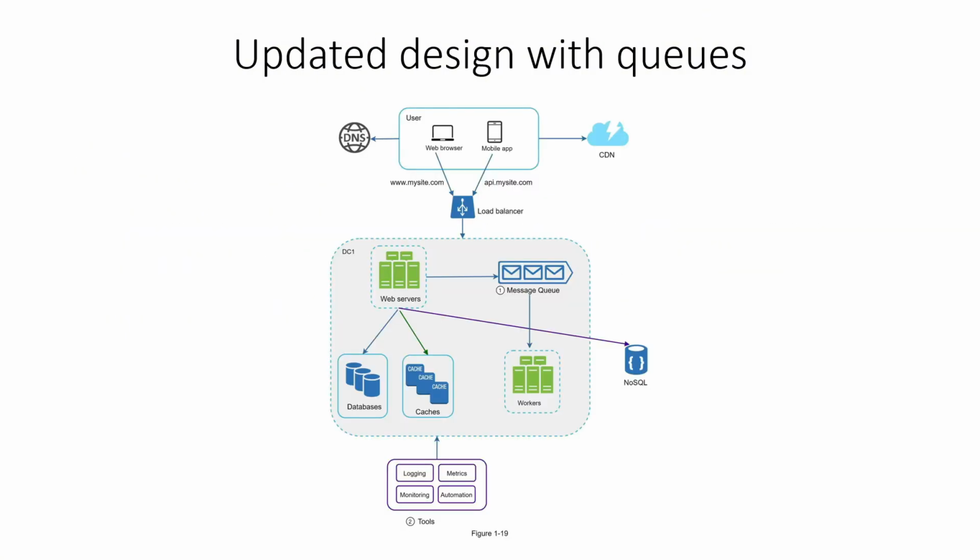Figure 1.19 shows the updated design. Due to the space constraint, only one data center is shown in the figure. First, the design includes a message queue, which helps to make the system more loosely coupled and failure resilient. And second, logging, monitoring, metrics, and automation tools are included.